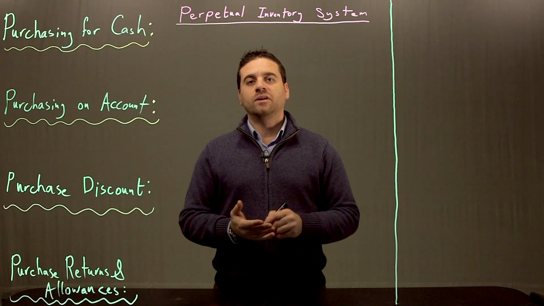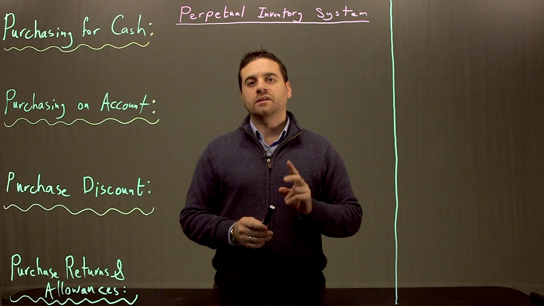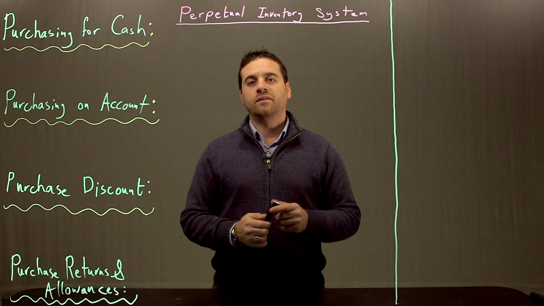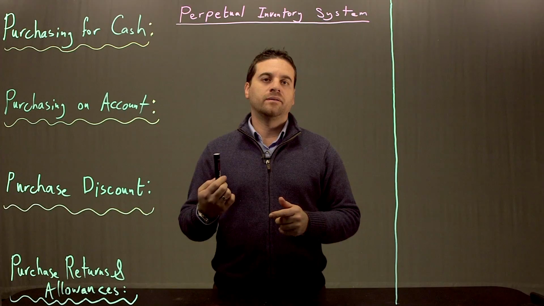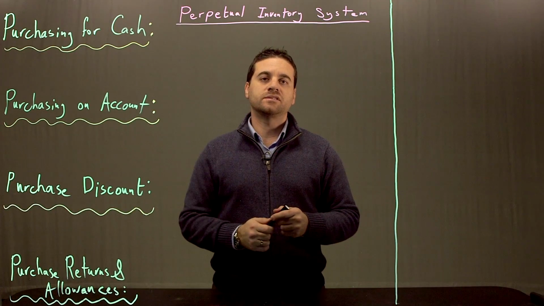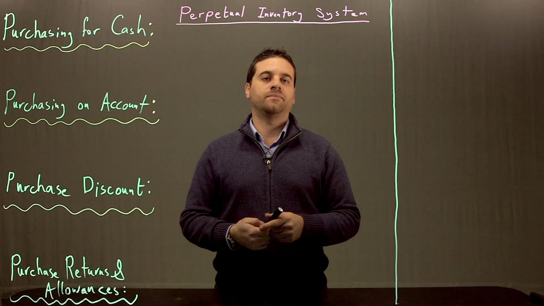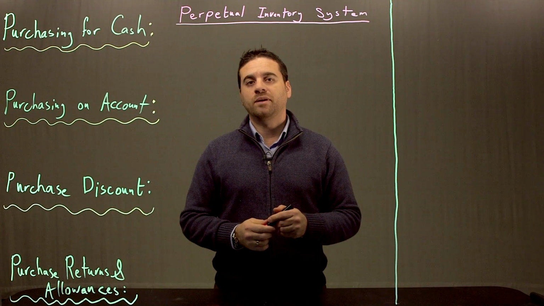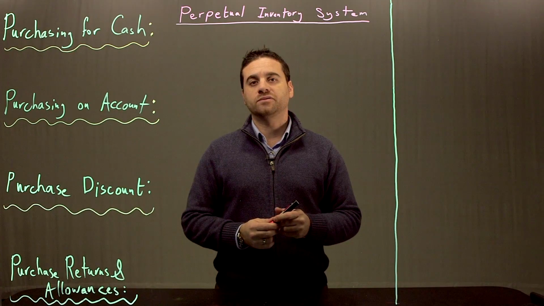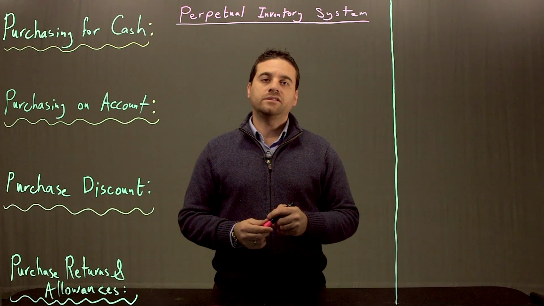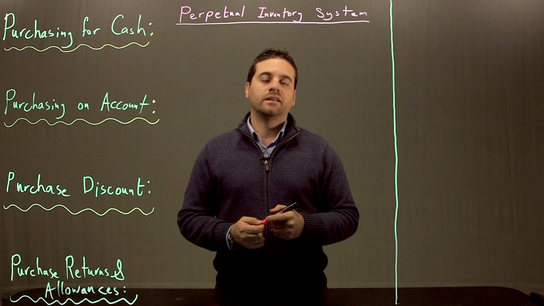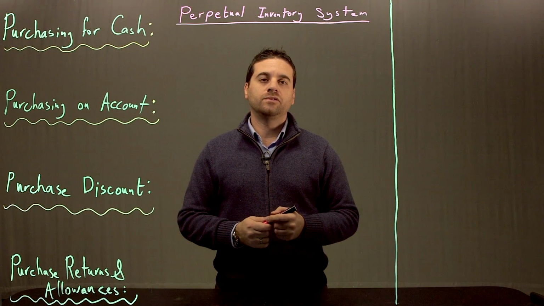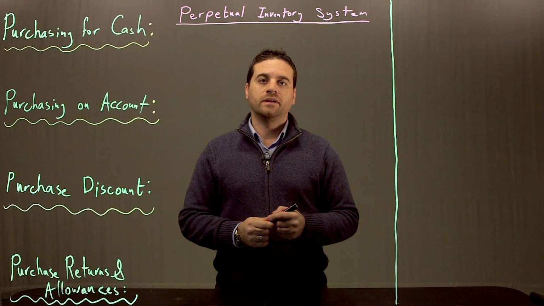So, first of all, we need to know that there are two inventory systems that a company has to choose from. There's the perpetual inventory system, and there's the periodic inventory system. A lot of companies these days are using the perpetual, and that would be our main focus in our videos for this chapter. Let's talk about the first journal entry that a company has to record when they purchase inventory under the perpetual inventory system.